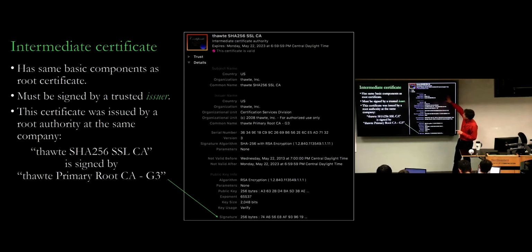So overall, the summary of this certificate is that the Thought SHA-256 SSL CA has a certain public key listed somewhere here, I guess, and it's signed by the signature here, signed by, I think, this issuer. Thought primary root CA signed it and generated this signature.